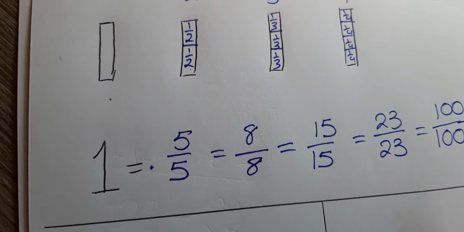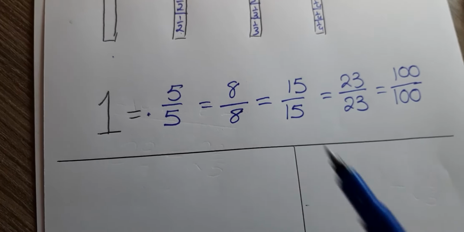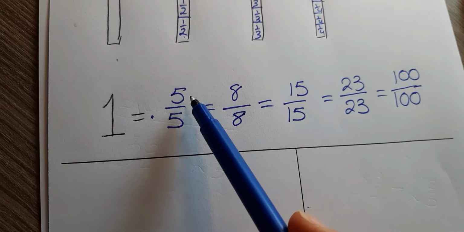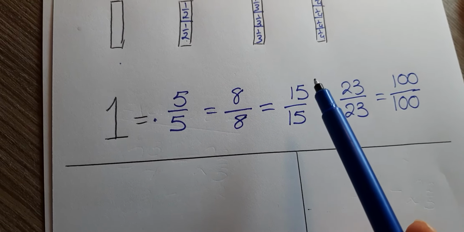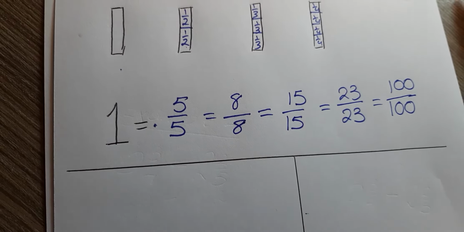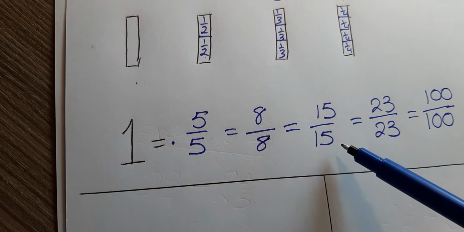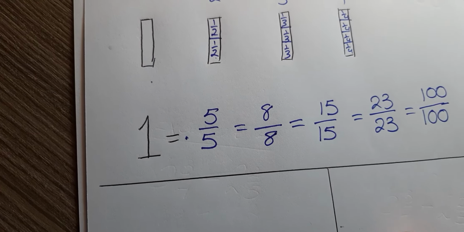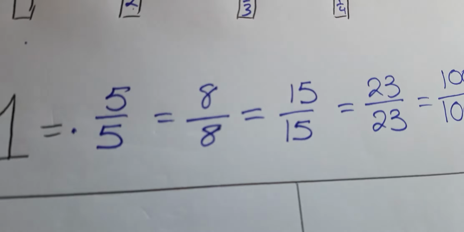And if we think about what we did at the beginning of the year when we were doing bottomers, the line means divide by. So if you think about it, 5 divided by 5 is 1. 8 divided by 8 is 1. 15 divided by 15 is 1, etc. So as long as the numerator is the same as the denominator, then that must be equal to 1 whole. Okay, and how is this useful to us?